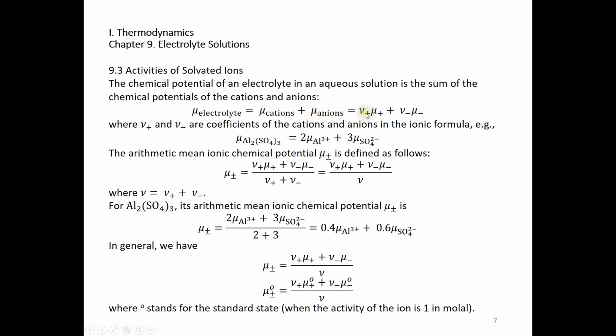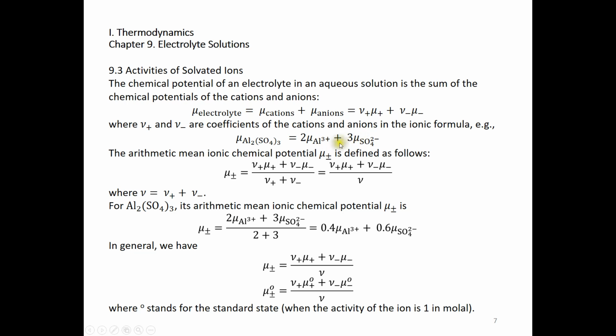Over here, nu plus and nu minus are the coefficients of the cations and anions in the ionic formula. For example, if we have aluminum sulfate, in one such unit we have 2 aluminum cations and 3 sulfate anions. Therefore, the chemical potential of aluminum sulfate in water is equal to 2 times the chemical potential of Al3+ and 3 times the chemical potential of sulfate.